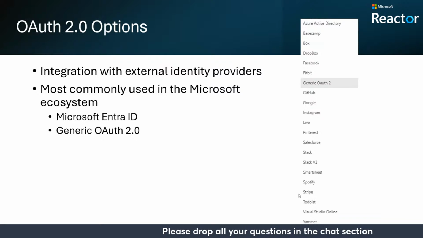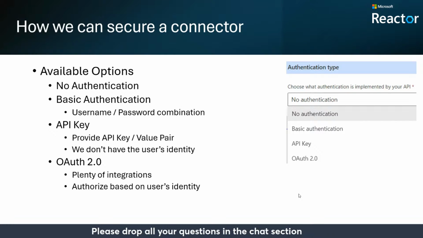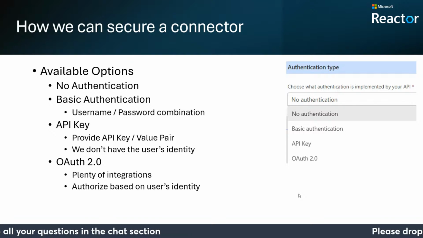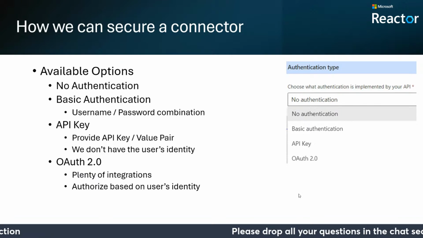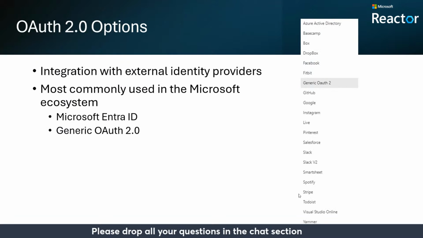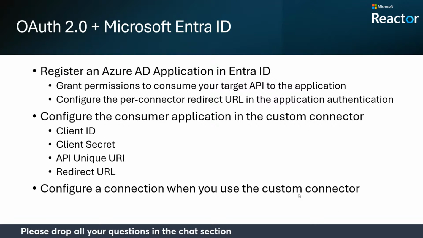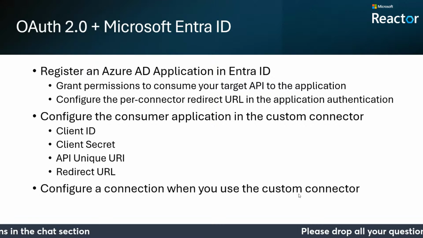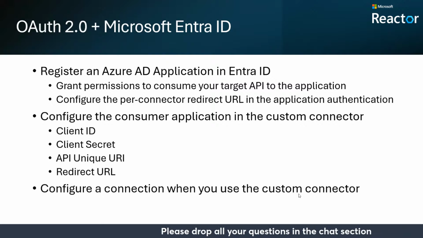So till now, we have seen only no authentication. We have not applied any authentication to our APIs. But for the upcoming demos, we are going to keep on raising the complexity, and we will be using OAuth 2. Now, what if I want to secure my API using OAuth 2 authentication? What do you need to do?